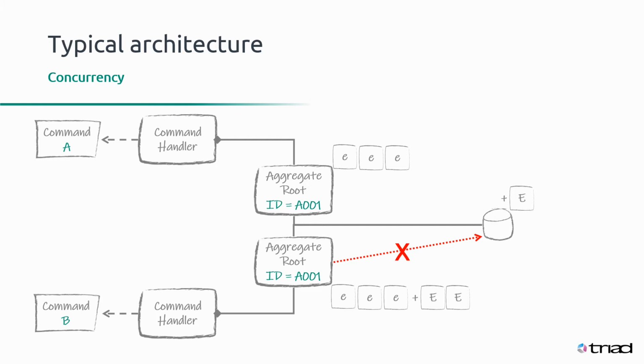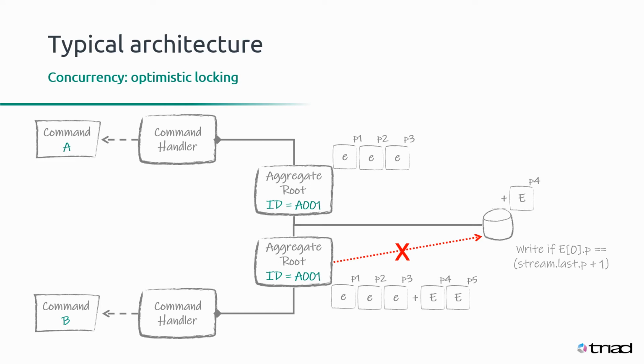If the new events are applied to the event store, they might cause the aggregate route to be in an invalid state. For example, if Command A had closed the account, further events, such as withdrawal and payment, may make no sense. One solution is to lock the event store, but this is inefficient and might prevent other aggregate routes from being updated or read.